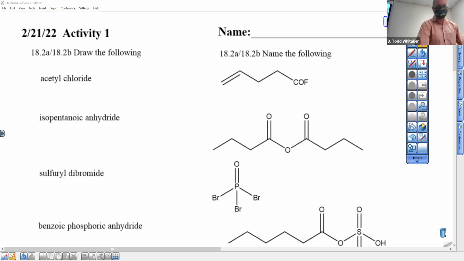All right, everybody, we're starting chapter 18 today, and we're going to do nomenclature for 3 activities. In section 18.2a, we're learning about nomenclature of acid halide. That's the first one here. And in 18.2b, we're doing nomenclature of acid anhydride.